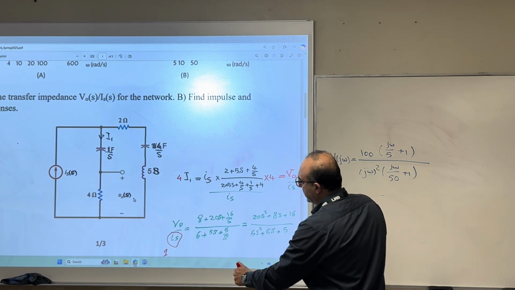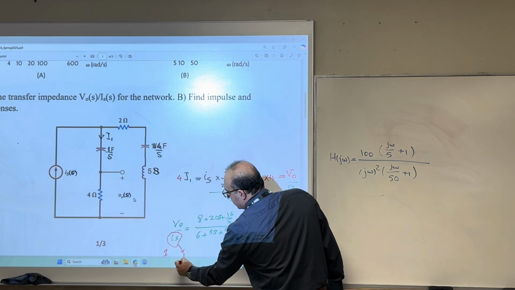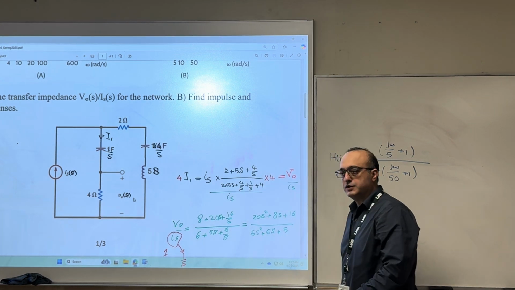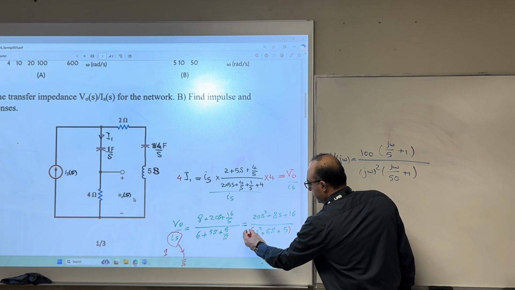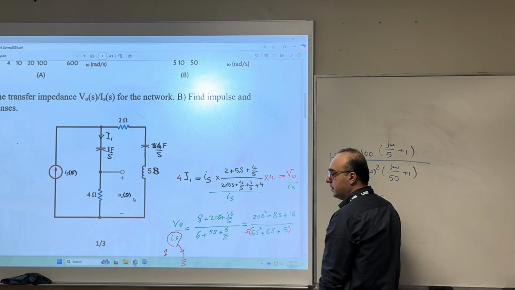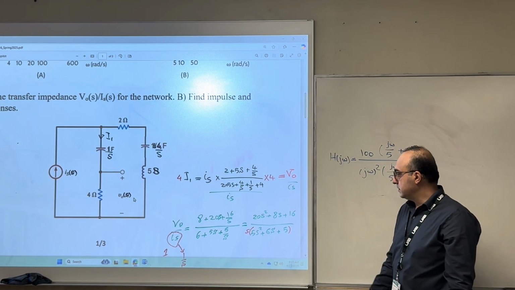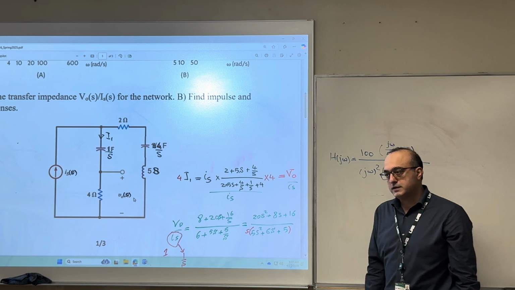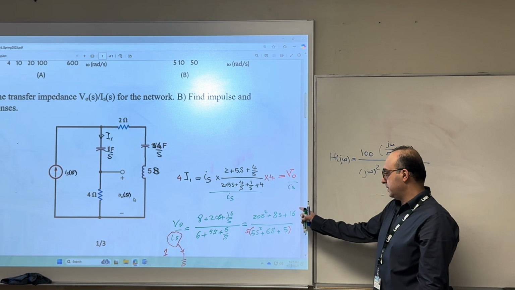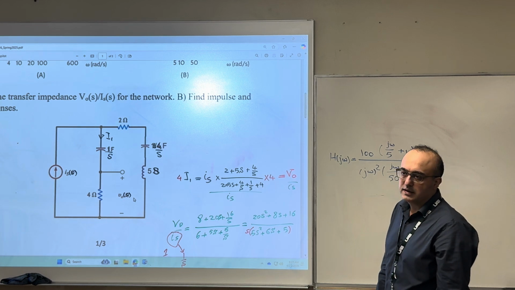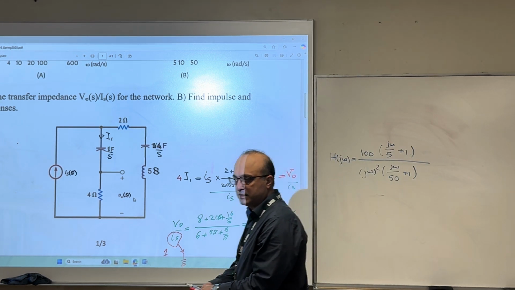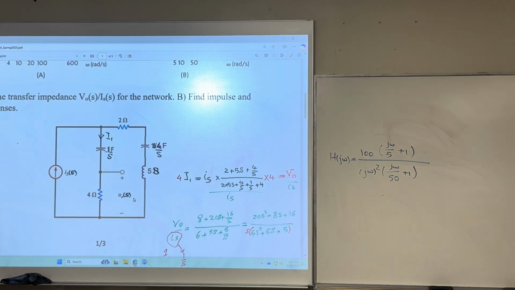If instead of this S, I put 1 over S, it's going to be a step function. Then this 1 over S is multiplied with this. When you find the inverse Laplace of this one, you have calculated the step function. So we practiced a lot how to convert the inverse Laplace to the time domain.